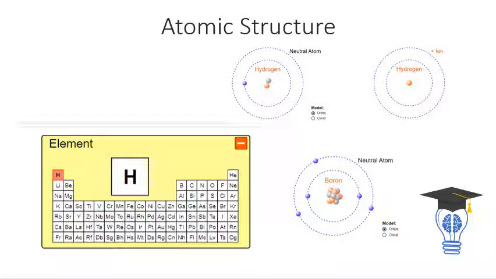Here is boron, which contains 5 electrons revolving around the nucleus. At the nucleus there are 5 protons and 5 neutrons. Protons are positively charged and electrons are negatively charged. Hence, the atom is electrically neutral.